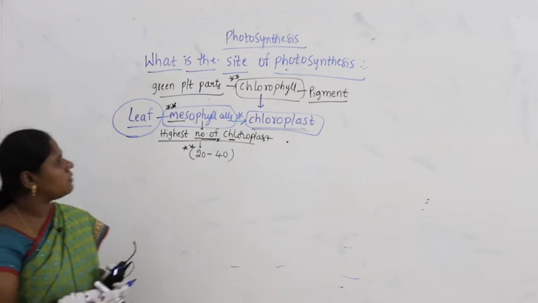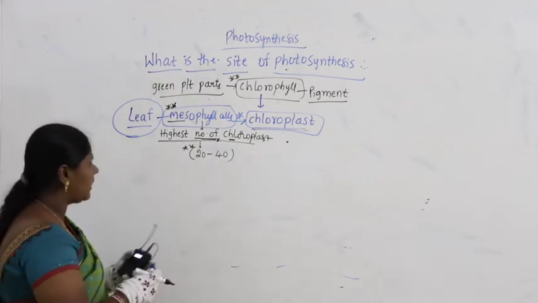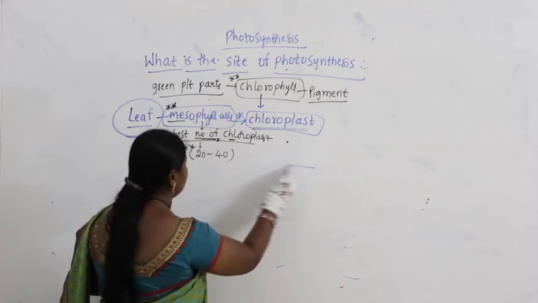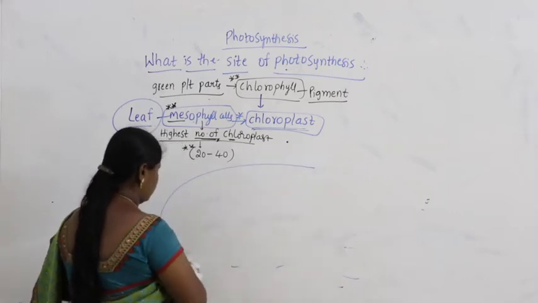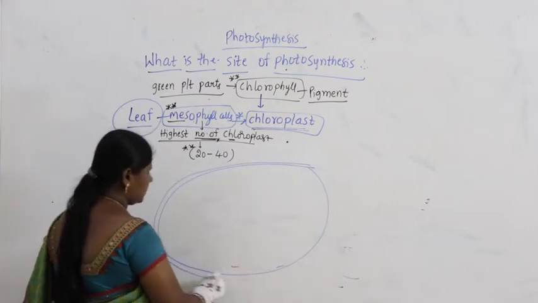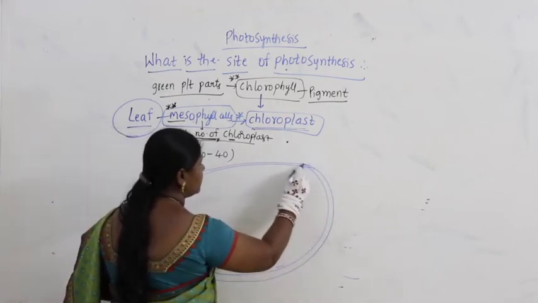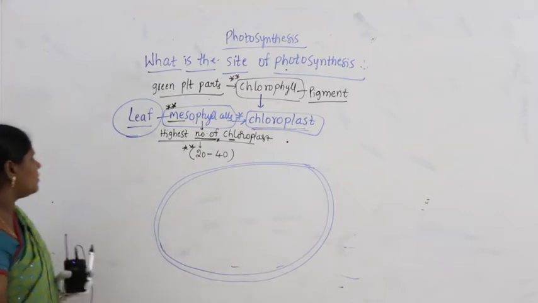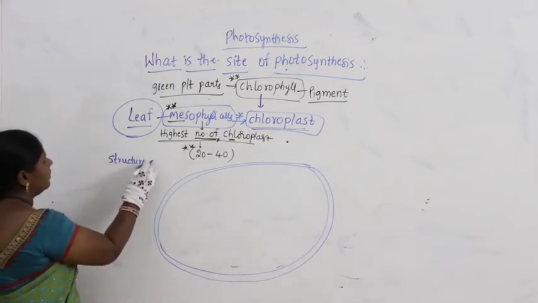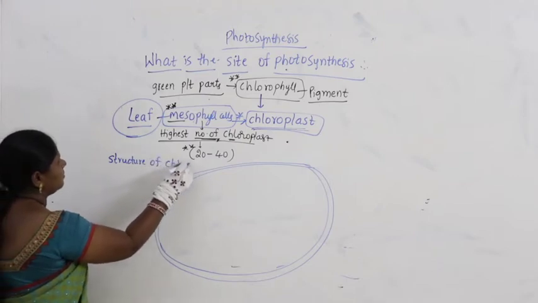Now let us talk about the chloroplast. When you look at the diagram of the structure of the chloroplast, here I am drawing the chloroplast. You know the chloroplast is a double membrane structure, right. So what I am drawing here is the structure of chloroplast.